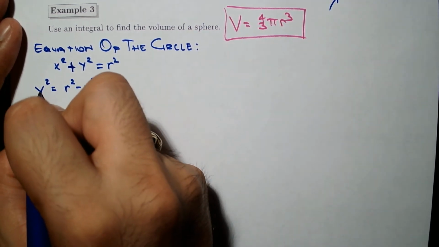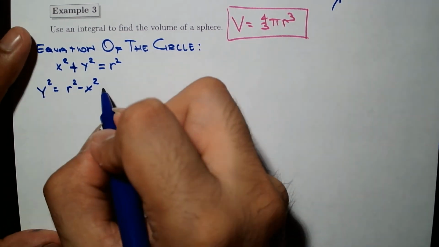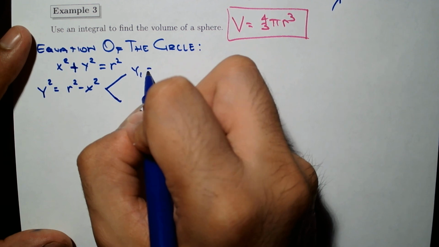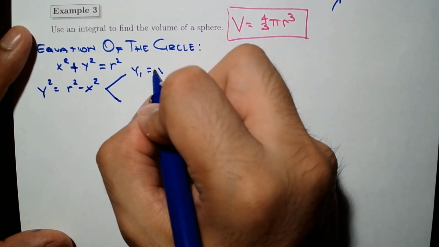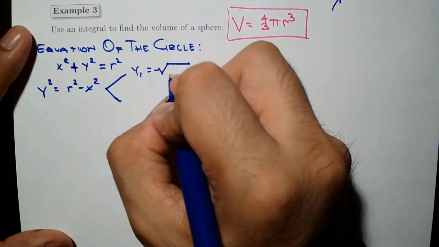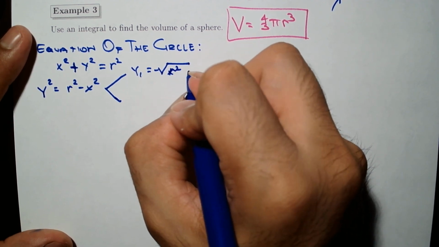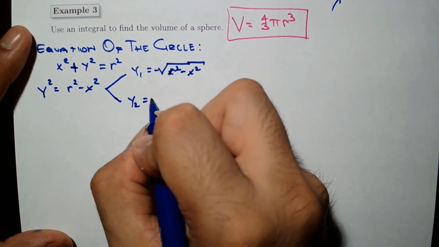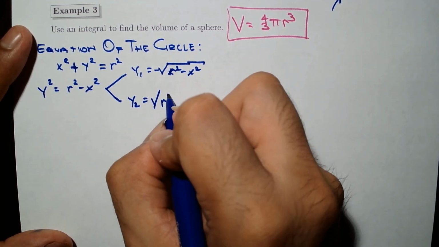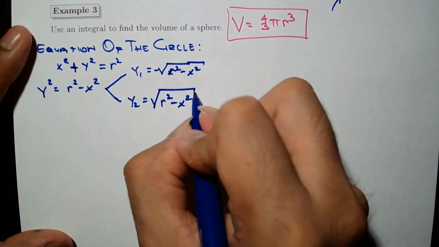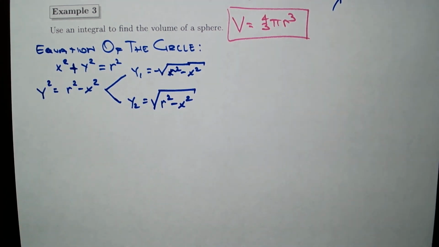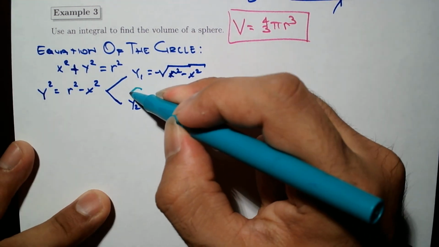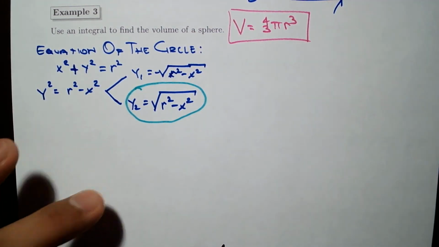In this case, when you take the square root of both sides, you are going to obtain y1 equals the negative square root of r squared minus x squared, and y2 will be the positive square root of r squared minus x squared. Okay, that's what we're going to obtain. So we are going to choose one. I'm going to choose the positive one because that's going to be more convenient to work with.